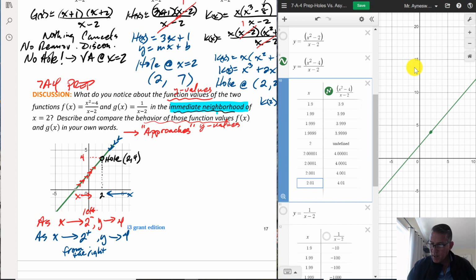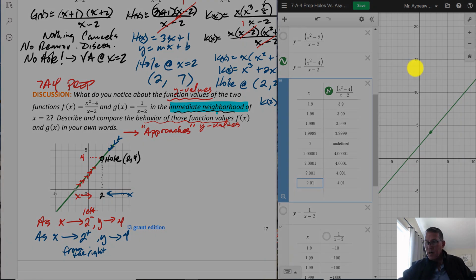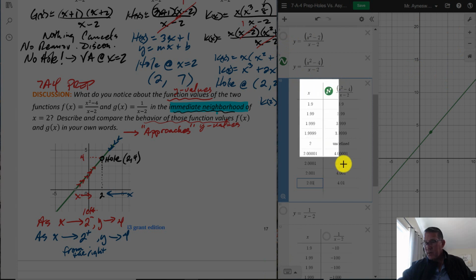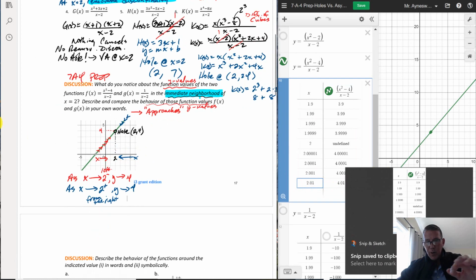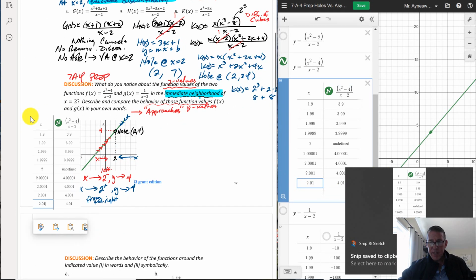Conversely, if you get closer to 2, the y values approach 4. If you get closer on the right side, the y values approach 4. If you approach 2 on the left side, the y values approach 4. So on either side, they approach 4. That's basically what I'm saying. And this is the numerical approach to figure out what the function values are doing when you're approaching a certain value from either the left or the right.